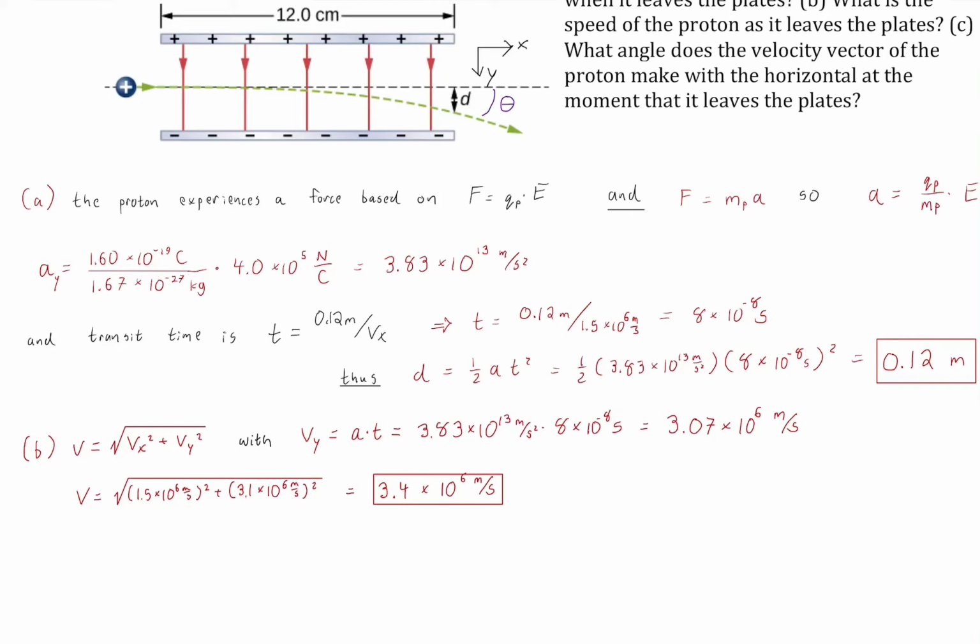Okay, it was deflected, which could be acceleration while maintaining kinetic energy. That would be uniform circular motion, but it wasn't uniform circular motion. It's parabolic motion, and that means that the proton gained kinetic energy.